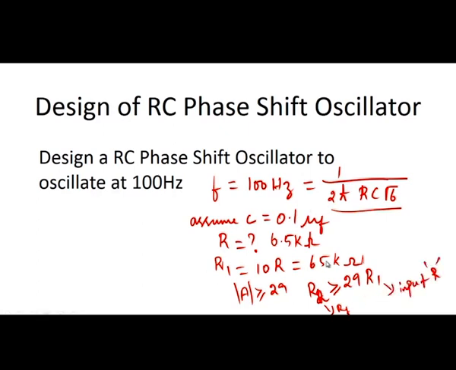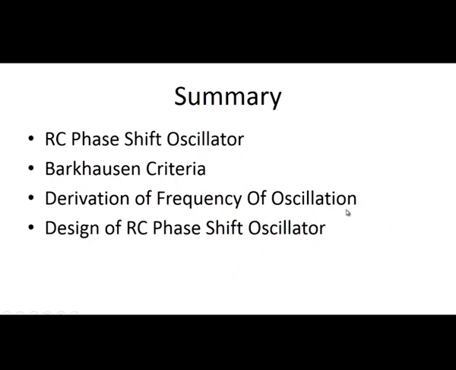So, these are the formulas which we have to remember during the design of the RC phase shift oscillator. And in this lecture we have seen what is the RC phase shift oscillator and what are the Barkhausen criteria, derivation of the frequency of oscillation, and design of RC phase shift oscillator for 100 hertz.